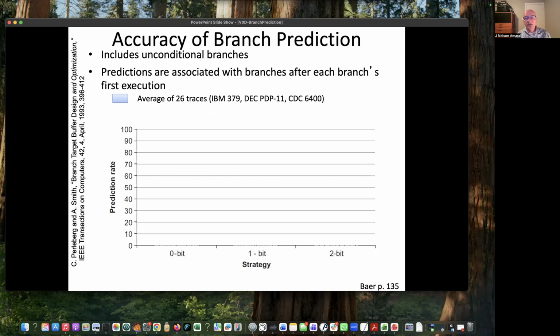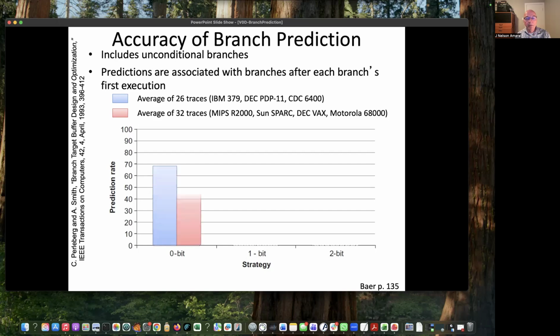And we're going to consider different strategies with a 0-bit predictor, which is a static predictor, a 1-bit and a 2-bit predictor. We are also showing the average of 32 traces that were run on different types of machines: the MIPS R2000, the Sun SPARC, the DEC VAX, and the Motorola 68000. For 0-bit prediction, we get close to 70% of predictions correct.